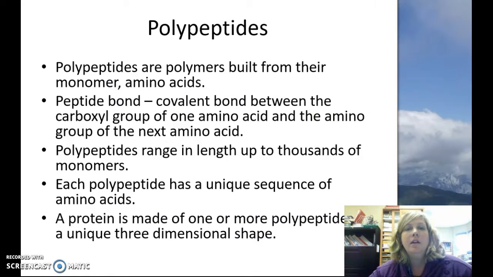Okay, polypeptides. Polypeptides are polymers built from their monomers, amino acids. Each amino acid is joined to another amino acid by what's called a peptide bond. Peptide bonds are the covalent bond between the carboxyl group of one amino acid and the amino group of the next amino acid. Polypeptides can range in length up to thousands of monomers long. Each polypeptide has a unique sequence of amino acids. A protein is made of one or more polypeptides in a unique three-dimensional shape.